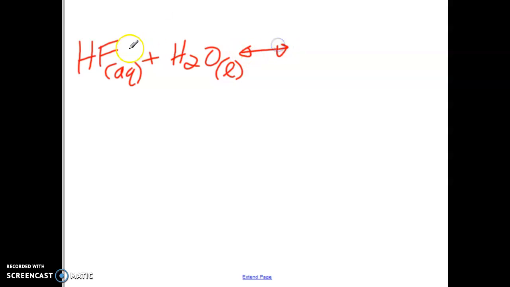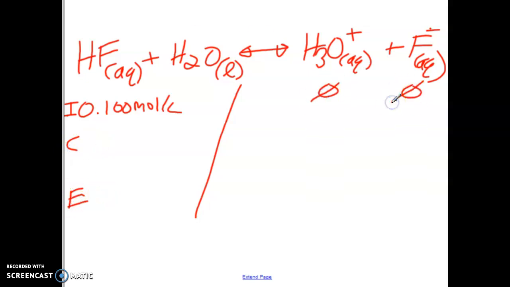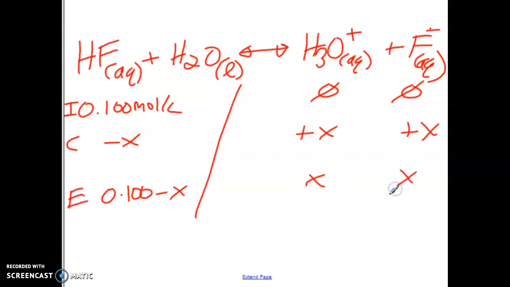Before we do anything else, let's write out our equilibrium. If you're not given that in the question, you should always jot this down. So we end up having H3O plus and fluorine ions. Now our ICE table: we're starting off with 0.100 moles per liter. Water is a liquid. Here we have 0, 0 to begin. Then we're going to have minus x, plus x, plus x, giving 0.100 minus x, x, x.